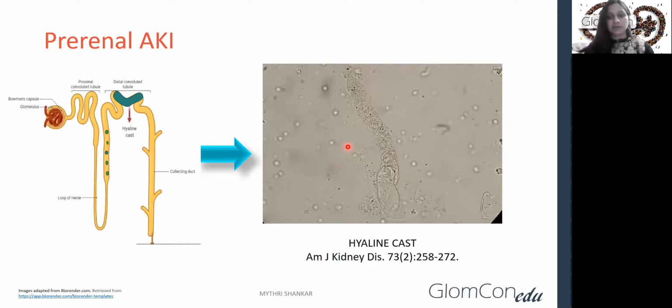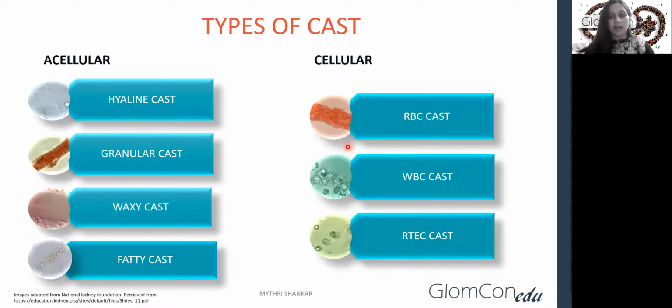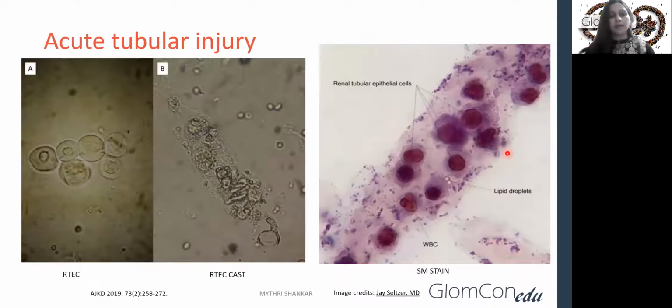The casts are cylindrical and can be acellular, hyaline, granular, waxy or fatty casts, or contain various cell types reflective of the type of kidney injury such as RBCs, WBCs, tubular epithelial cells and so on. In acute tubular injury, we may see renal tubular epithelial cells, their casts and granular casts. The presence of these cells is suggestive of necroptosis due to ischemic or toxic tubular injury.